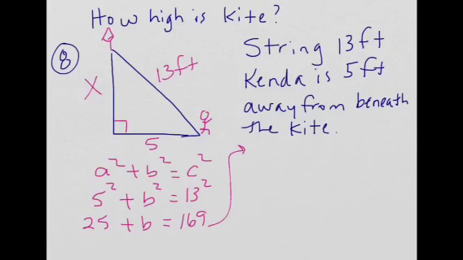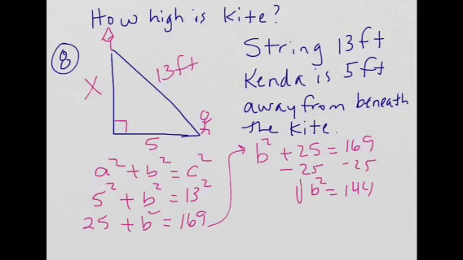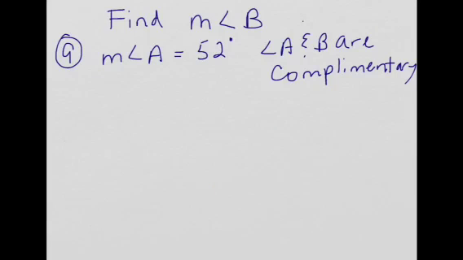Now, we need to get b first, so it's going to be b squared plus 25 is equal to 169. Subtract the 25, or zero pair it out, and we have b squared is equal to 144. We're going to square root both sides, and that's going to give us b is 12 feet. So the kite is 12 feet in the air.